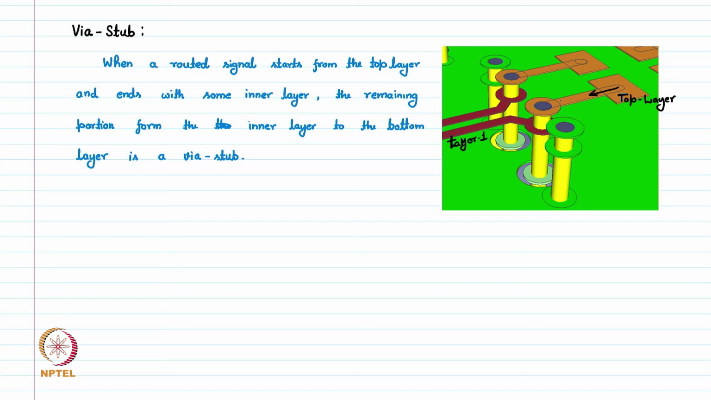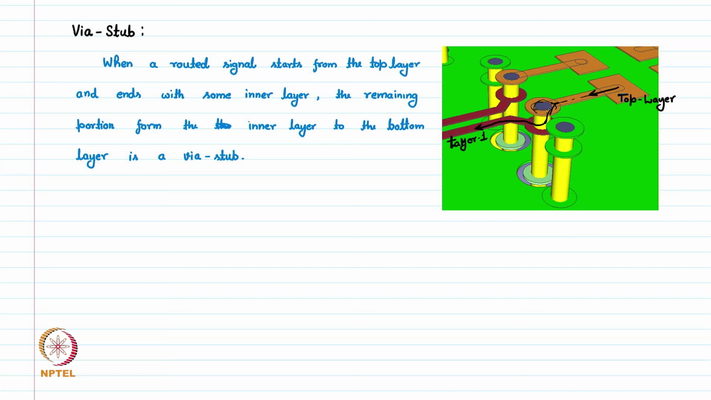So to do this we need to put a hole in the PCB layer from top to this intermediate layer, and we fill it with copper so that it is conductive. So the signal from the top layer travels through this via and goes to this layer 1. So this is how we route the signal from top layer to some intermediate layer.